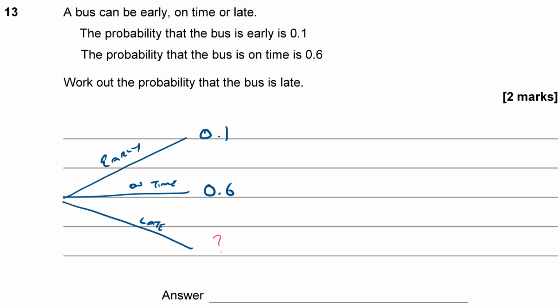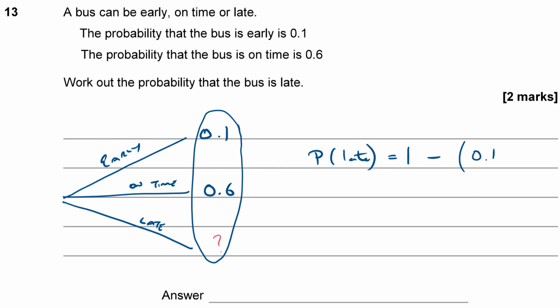So, using the rule of completion, which means that all of your possible outcomes must add up to 1, those 3 amounts must add up to 1. So 0.1 plus 0.6 plus the probability that it's late add up to 1, which means that the probability that it is late is going to be 1 subtract those other 2. So 0.1 plus 0.6 is 0.7, and 1 subtract 0.7 is 0.3. So that's my answer, 0.3.